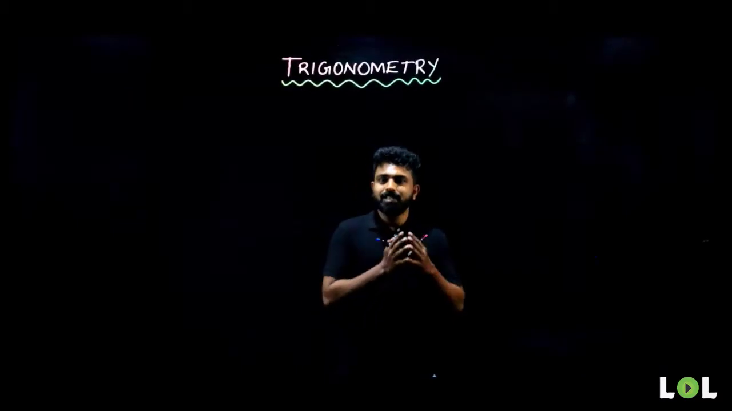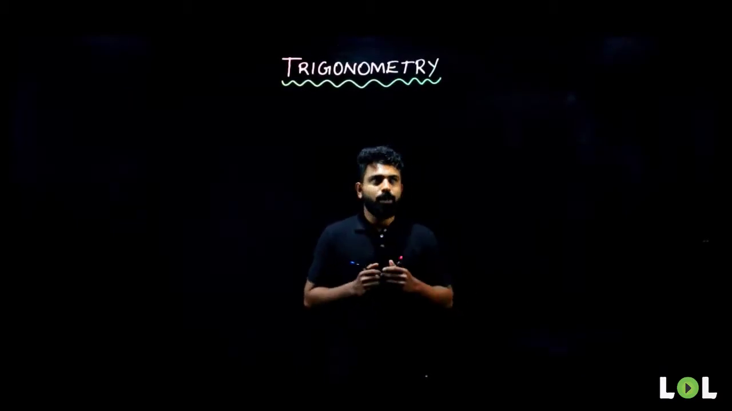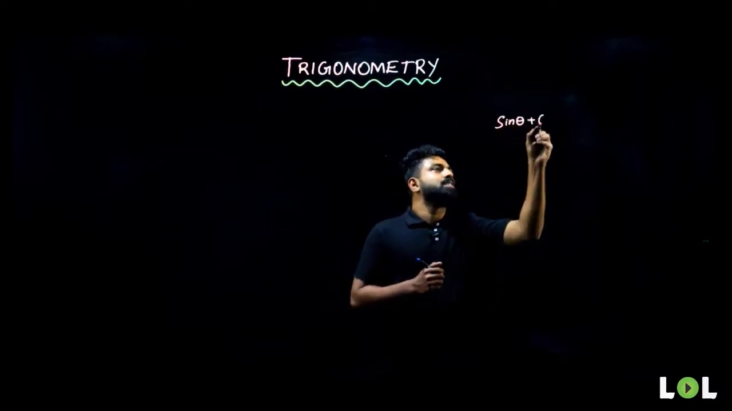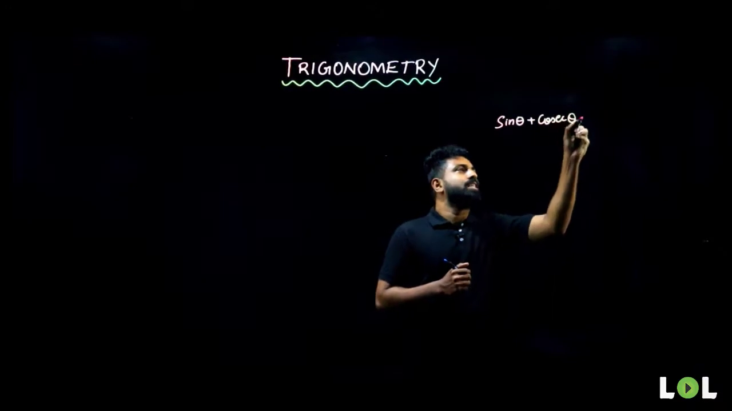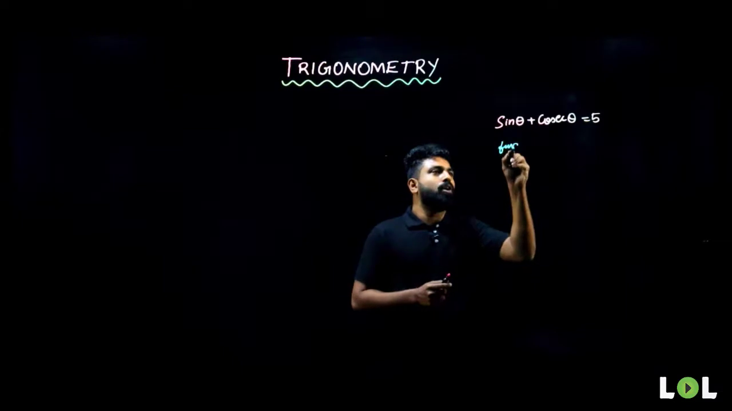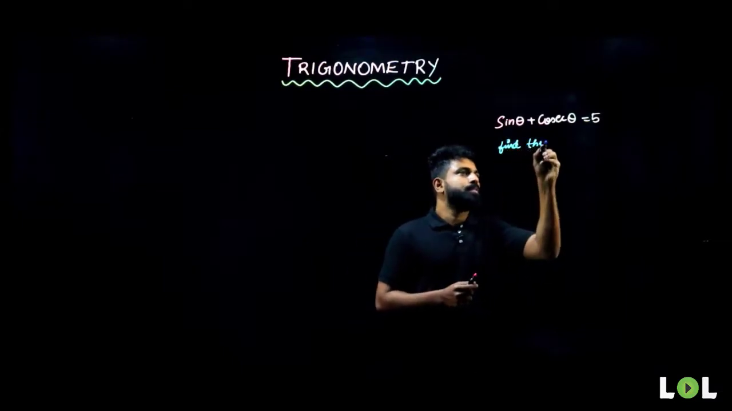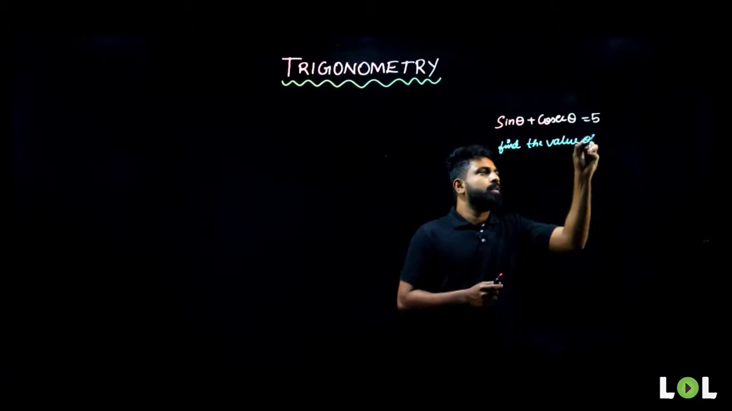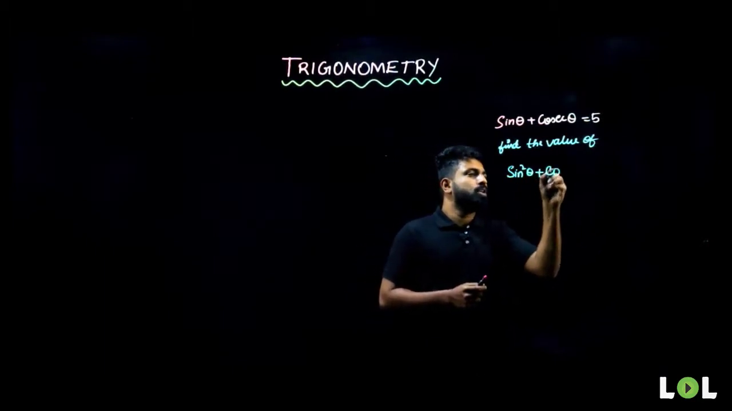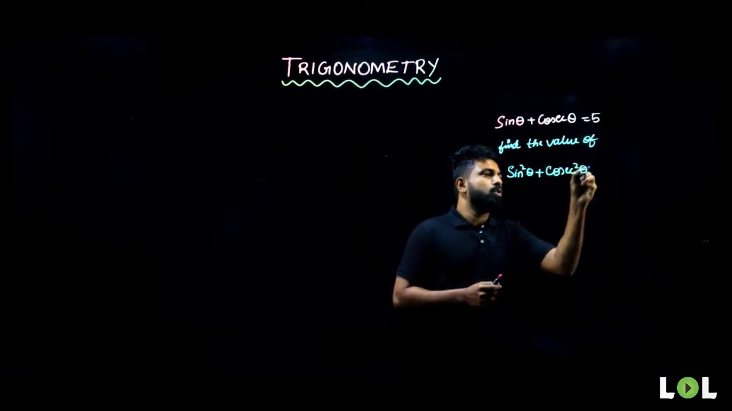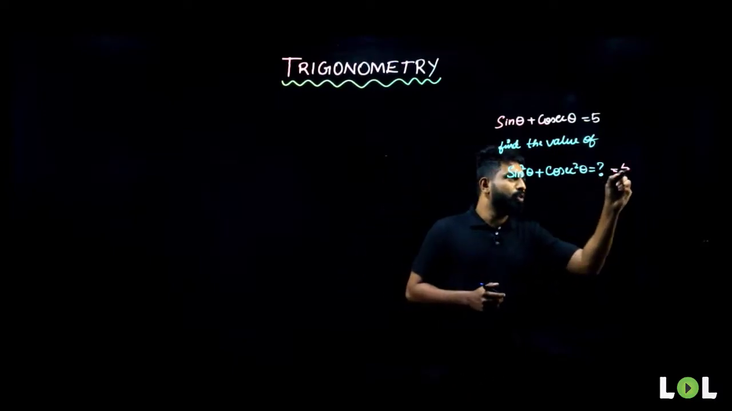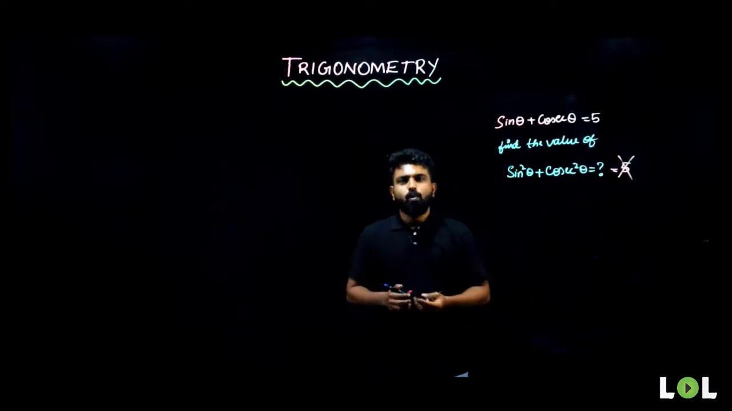Now let us look at a similar problem. Instead of 2, I'll be taking another value. Let's say sin theta plus cosecant theta is equal to 5. And they ask you to find the value of sin square theta plus cosecant square theta. So how do we solve this question? Is the answer directly 5? No, it's absolutely wrong.